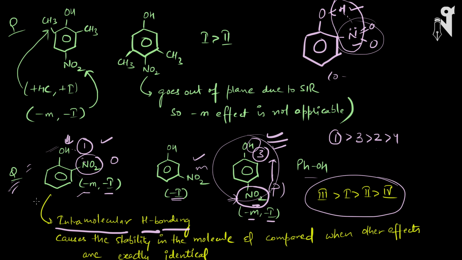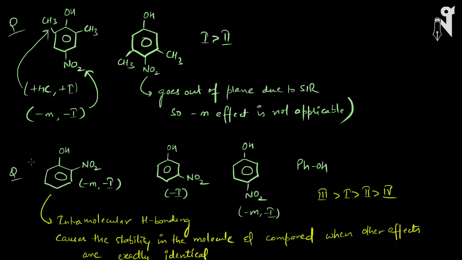Hence the most acidic compound will be the third one, then comes the first one, then your second one, and then your fourth one. This is very, very important. Keep this in mind. This is a very important example of hydrogen bonding which changes the acidic strength of the molecule. Here we are done with the acidic strength orders and different examples.